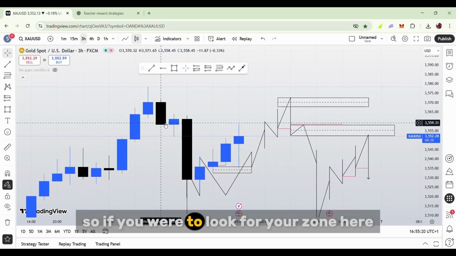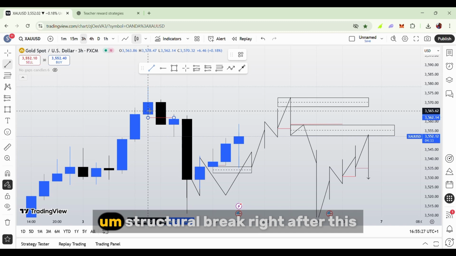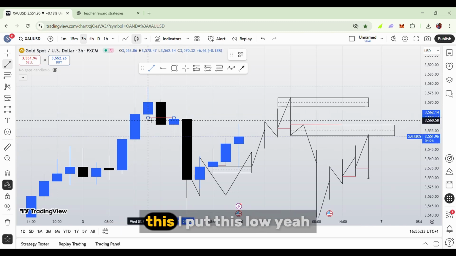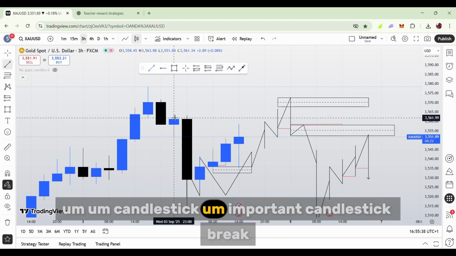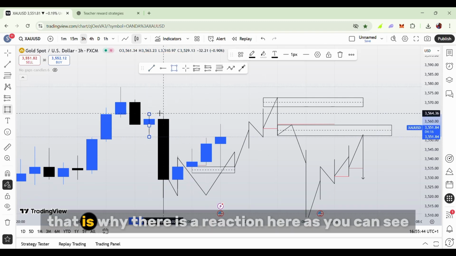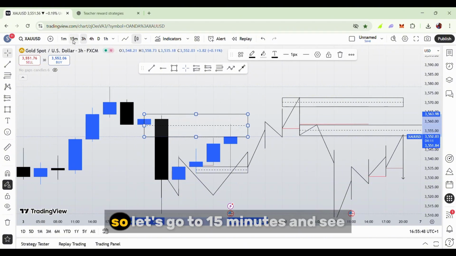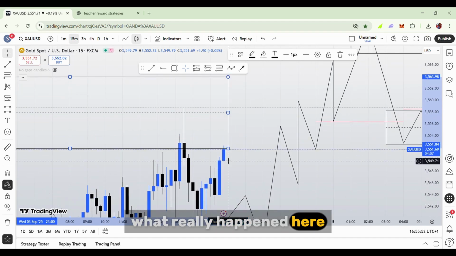So if you were to look for a zone here, the reason why I would have taken that trade, you see, after this structural break, right? After this I put this low, yeah. After this important candlestick break, there's a supply zone here. That is why there's a reaction here, as you can see. So let's go to 15 minutes and see what really happened here.